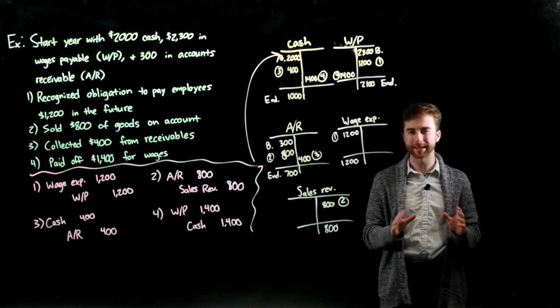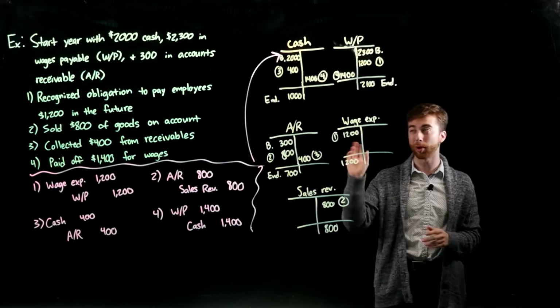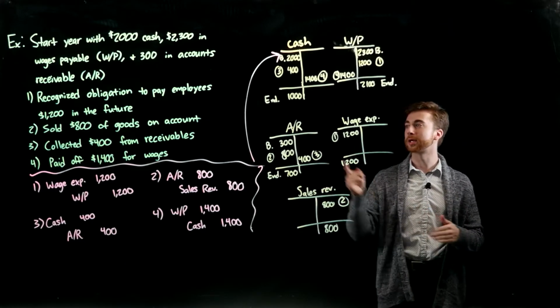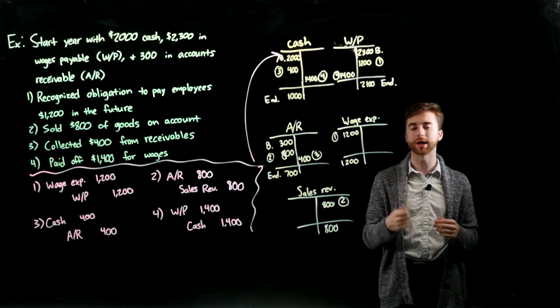This is a pretty simple, basic example. Obviously, as a company, we'd have far more assets, liabilities, and equity apart from just that information. But just to start off with, that's what we're rolling with for the time being. And so for the first transaction, it says we recognize the obligation to pay employees $1,200 in the future.